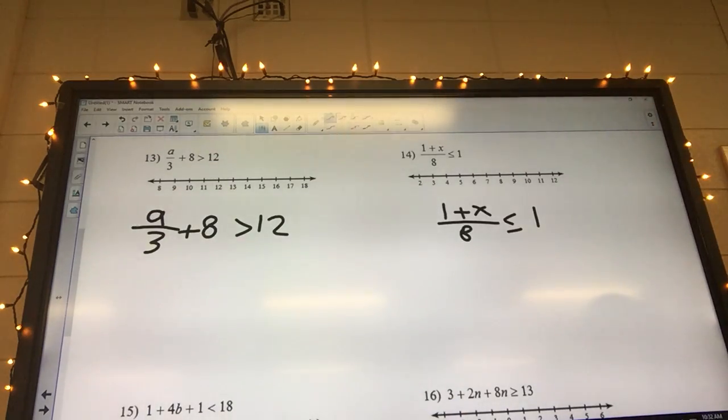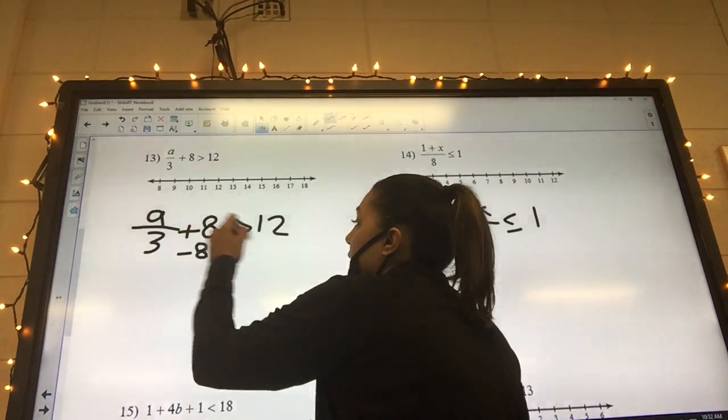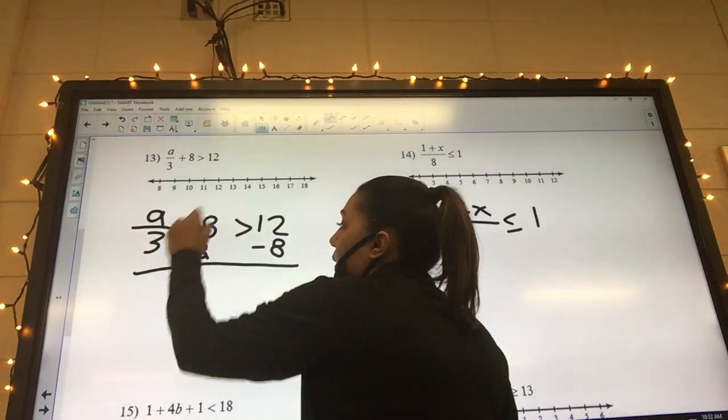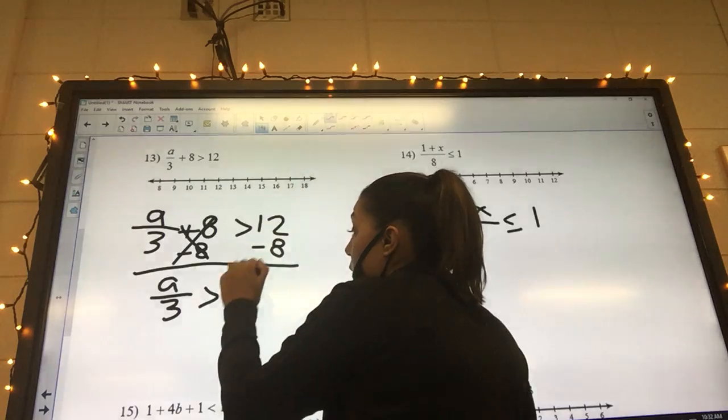The 8. Why do you think that? Why you gonna shrug your shoulders and say you don't know? You only had a couple things to pick from anyways. Because that's the only one by itself. The other one by the kid. Yeah, so the kid one totally works on this. So the kid is whoever is attached to the variable. So we subtract 8 first. So I got a over 3 is greater than or equal to 4.